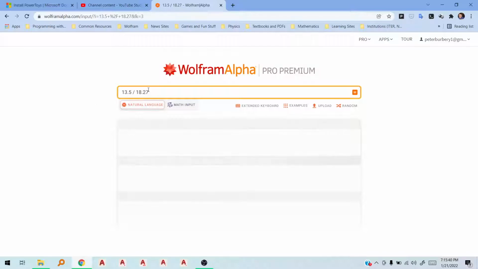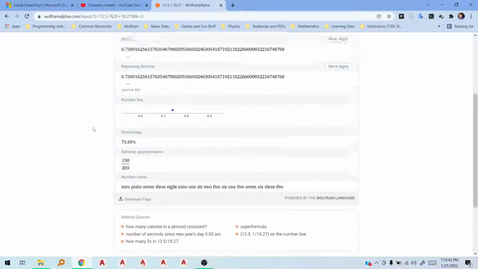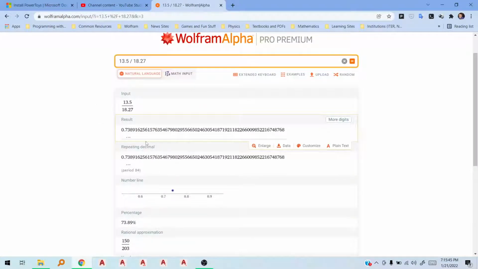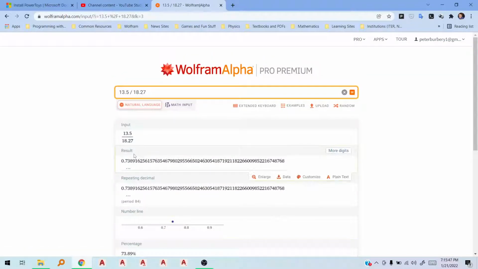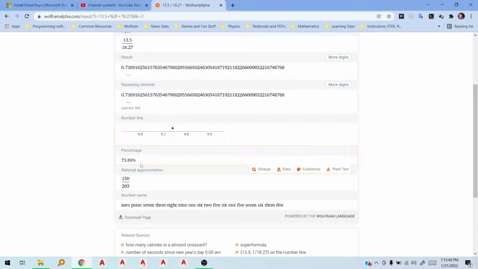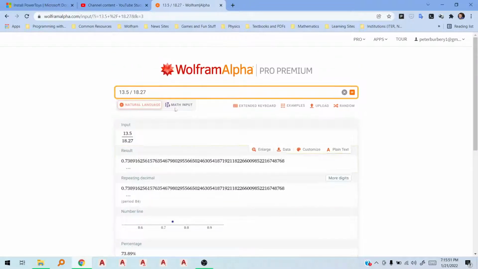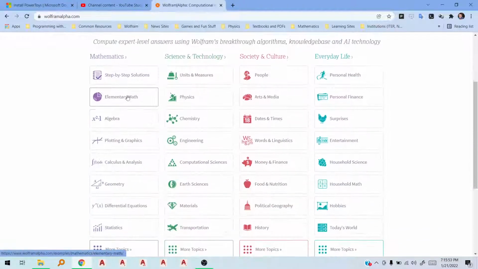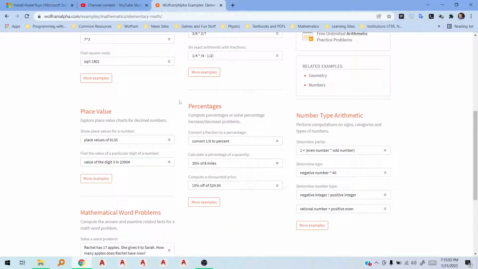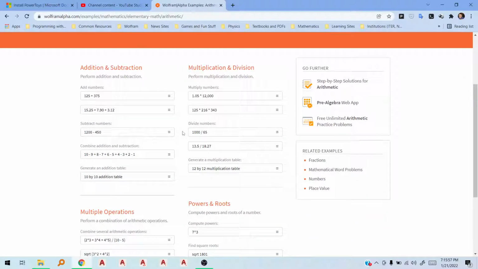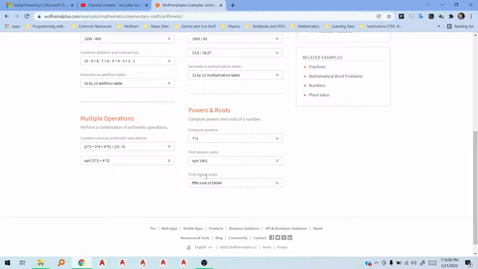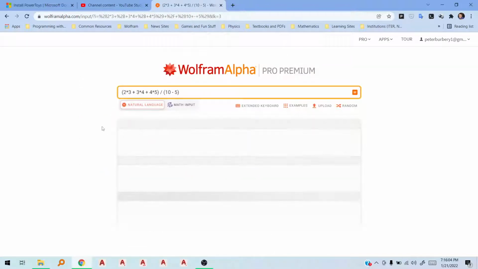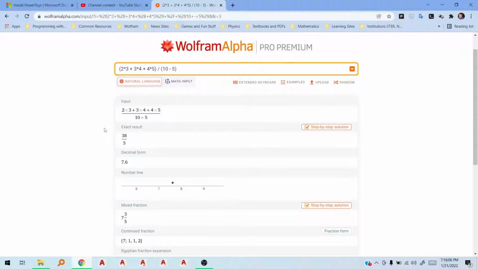You can divide numbers, you can get them in percent form. It'll approximate it to a fraction. It'll demonstrate the order of operations.